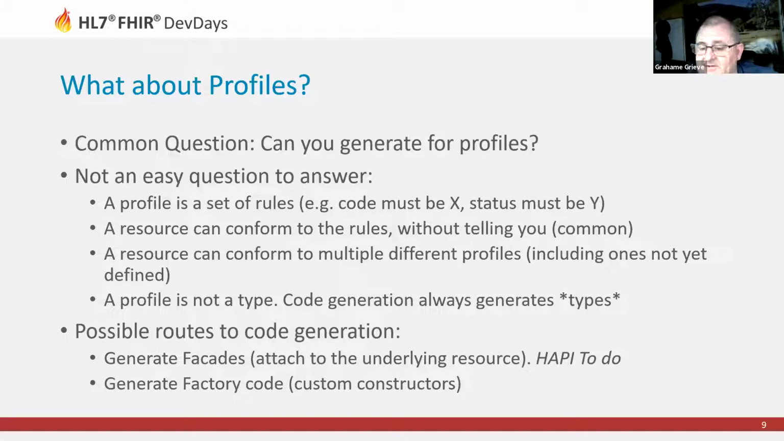And so the idea is you generate those facades from the profiles, and then in code you get profile specific use of the resources. It's actually on my to-do list to have a go at putting a generator for this inside HAPI to generate facades. I've heard that other people have done that, but as far as I know, nobody's contributed code to do that.